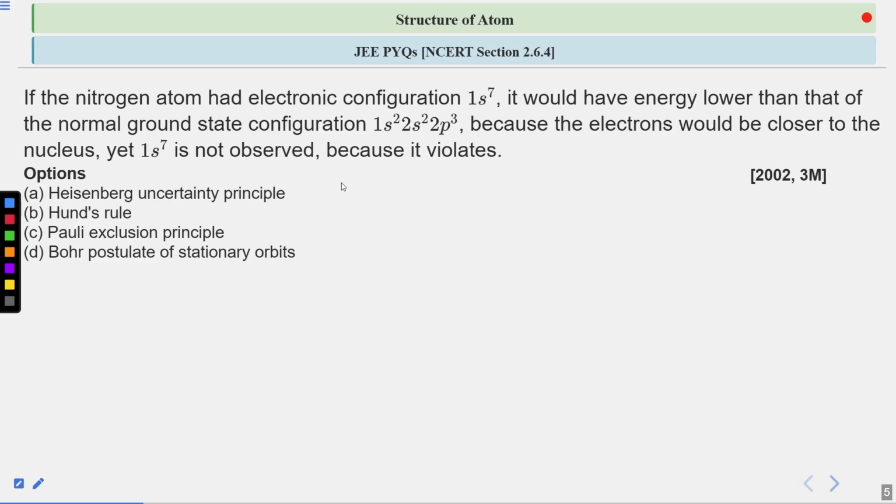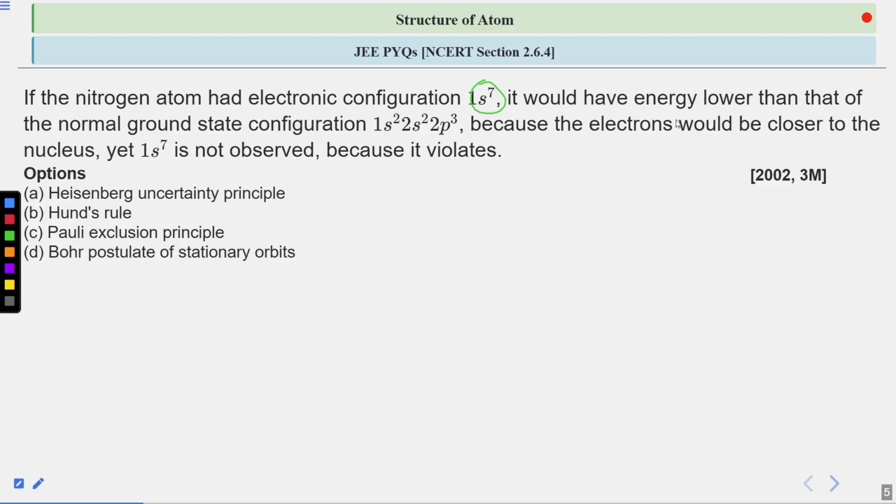So this was asked in 2002 for 3 marks. If the nitrogen atom had electronic configuration 1s7, it would have energy lower than that of the normal ground state 1s2, 2s2, 2p3, because the electron would be closer to the nucleus. Yet 1s7 is not observed because it violates.